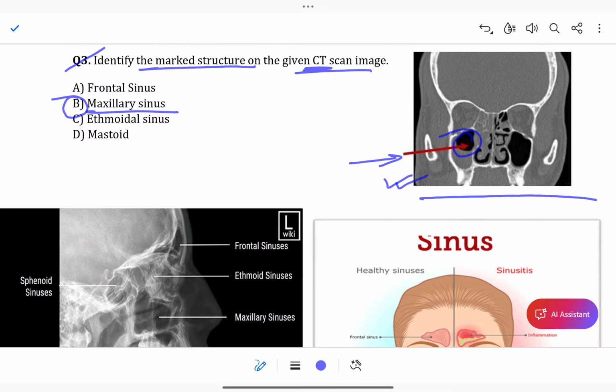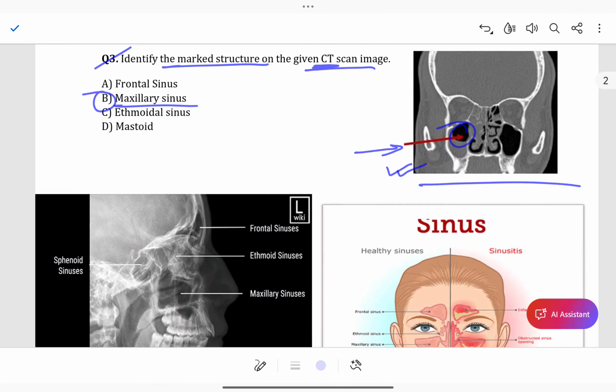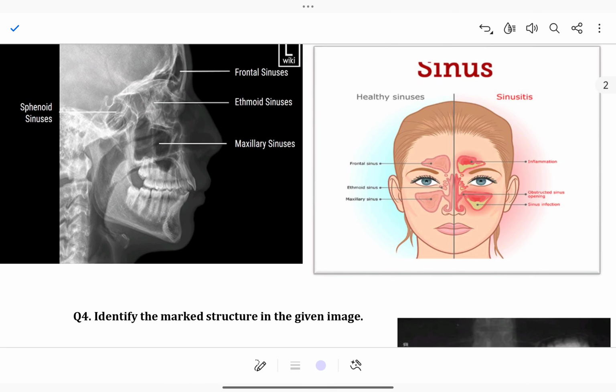Let me give a little bit of explanation about all this. This is generally the frontal sinus. Why? Because a sinus is nothing but a cavity. This is in the front, so frontal sinus. This is in the ethmoid area, so ethmoidal sinus. This is in the maxillary area, so this is called maxillary sinus. This part is in the sphenoid area, so sphenoidal sinus. This is maxillary sinus. This is frontal sinus. This is ethmoidal sinus.